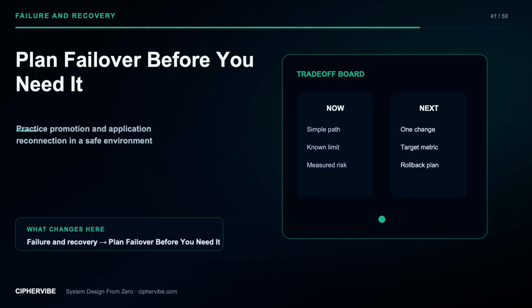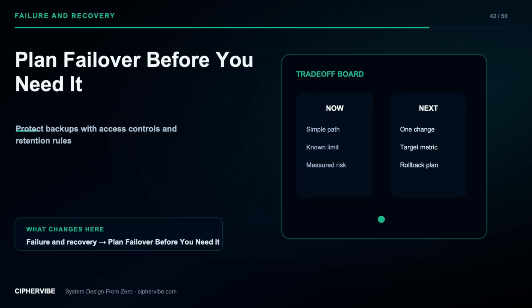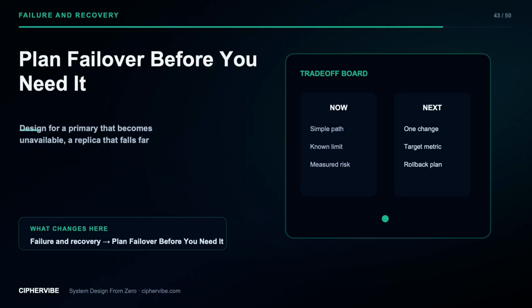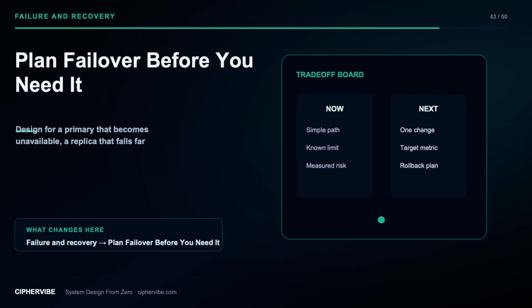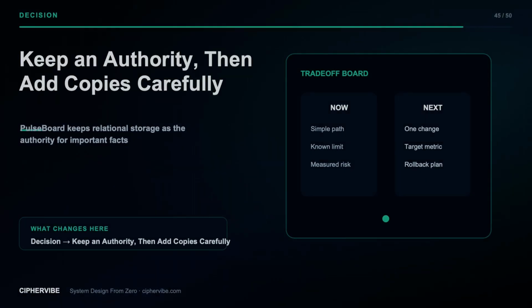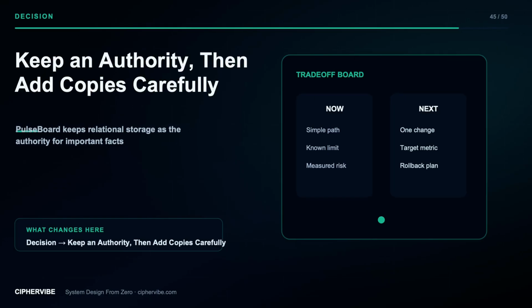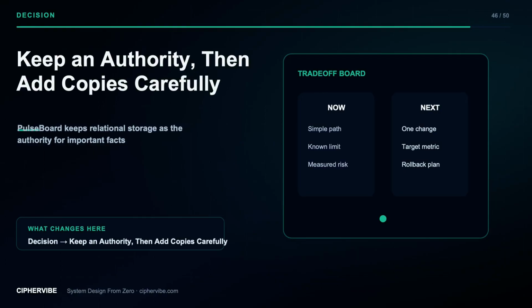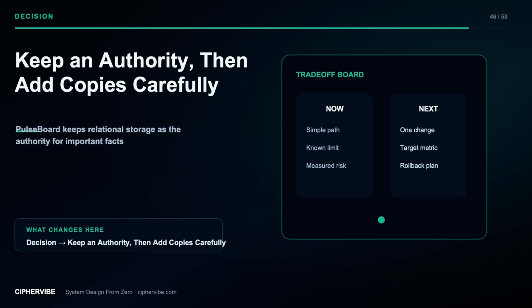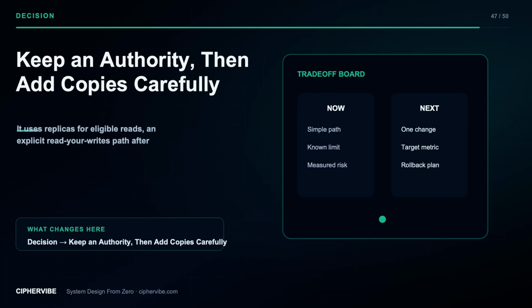Design for a primary that becomes unavailable, a replica that falls far behind, and a migration that needs rollback. A database architecture is only production-ready when its failure behavior is understood as well as its query speed. PulseBoard keeps relational storage as the authority for important facts. It uses replicas for eligible reads, an explicit read-your-writes path after publishing, and a documented partitioning plan only if measured write load requires it.